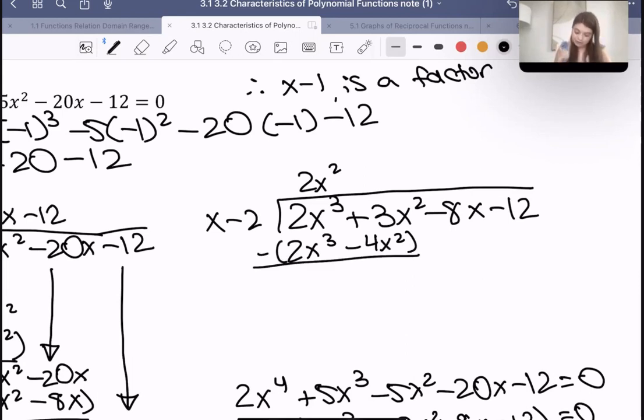So we have 2x cubed minus 2x cubed, which is 0. And then 3x squared minus negative 4x squared is 7x squared. Then we're going to bring down the negative 8x. So how many times does x go into 7x squared? Well, 7x times. So x times 7x is 7x squared. Negative 2 times 7x is negative 14x.